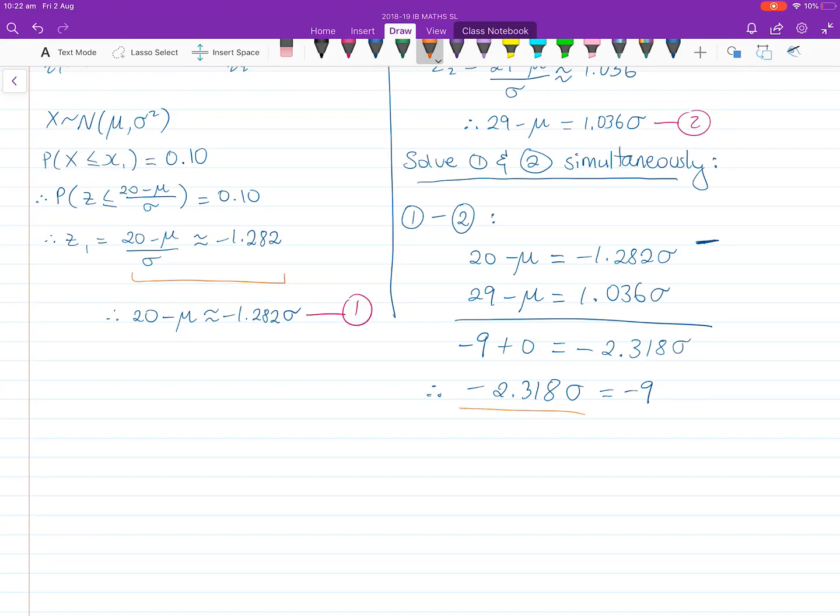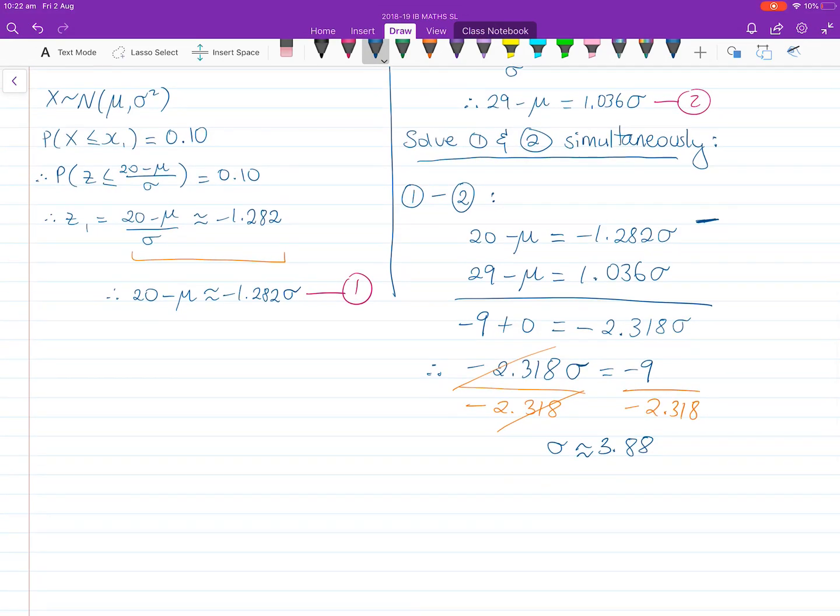And then I would just divide both sides by negative 2.318. So then I can get sigma. And on the calculator, hopefully that will give me a value of sigma approximately 3.88 if you round it to 3 significant figures.